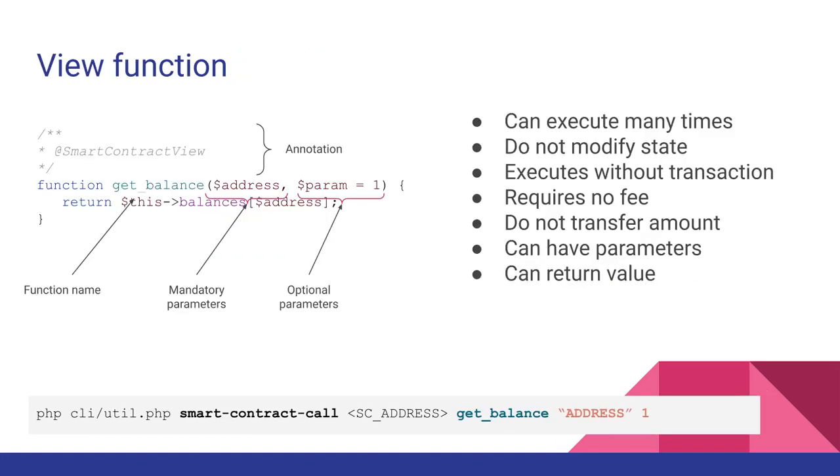Functions annotated with SmartContractView are view functions. These functions do not modify the smart contract state. Hence, they are executed without a transaction and do not require fees. They can be executed from any address to any smart contract with some parameters. They return some value which can then be processed later.